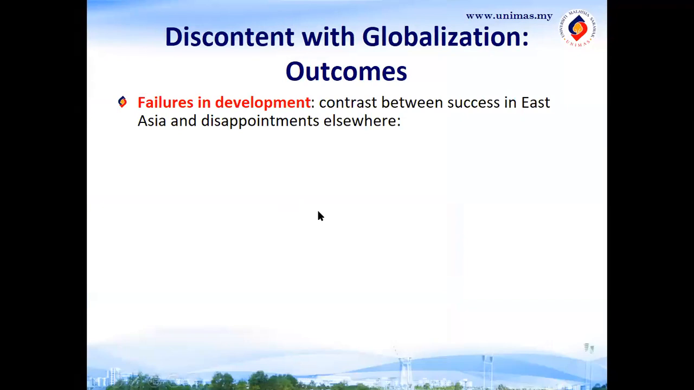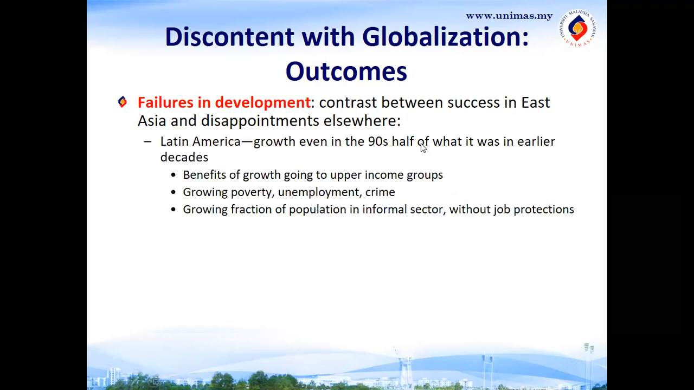All right, just quickly on some of this content with globalization, why people are not satisfied with globalization. The first thing is in terms of the outcomes. First of all, some people see, particularly in developing countries in Asia, for example, failures in development, right? Latin America, for example, the growth in the 90s was quite even half of what it was in earlier decades. Jadi ada pembangunan tidak seperti yang dijangkakan, ya.